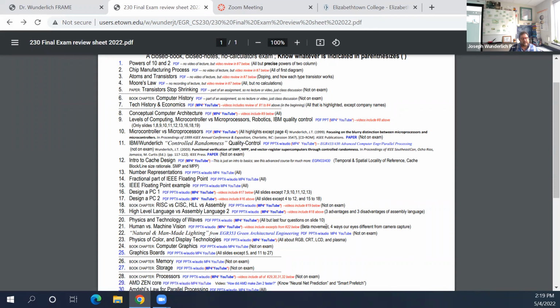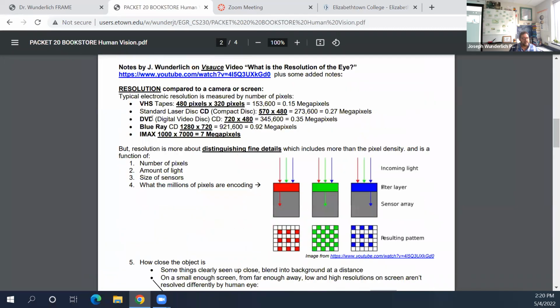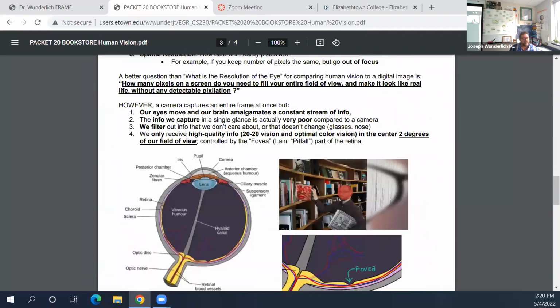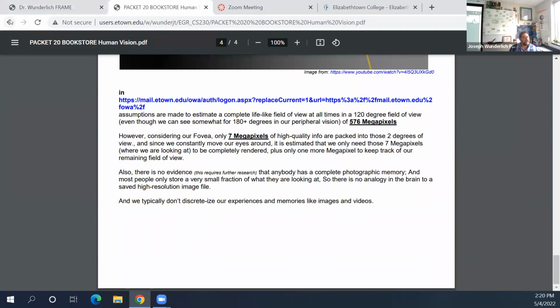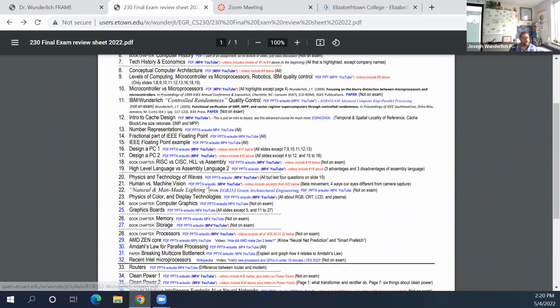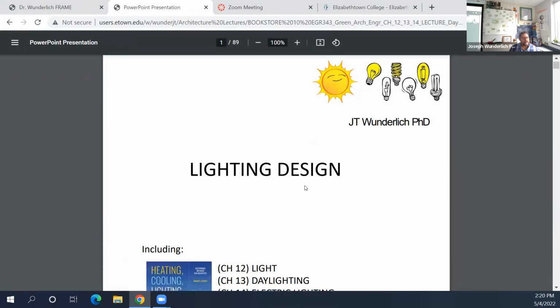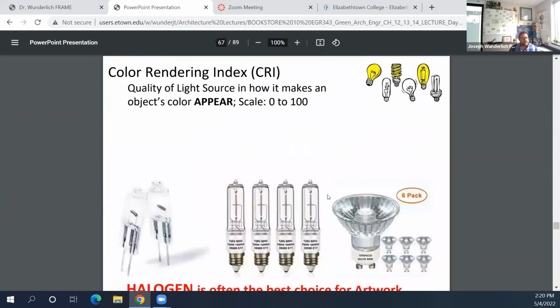Human versus machine vision. No beta movement, and the 4 ways our eyes are different from the camera. So you dig around in here, no beta movement, and then you'll find a comparison of how our eyes are different from the machine. You don't have to memorize the rest of that. And then natural man-made light. That's a whole architectural lighting and design thing. It's 100-something slides, so I won't go through all that, but that's a million things in there that you don't have to know.